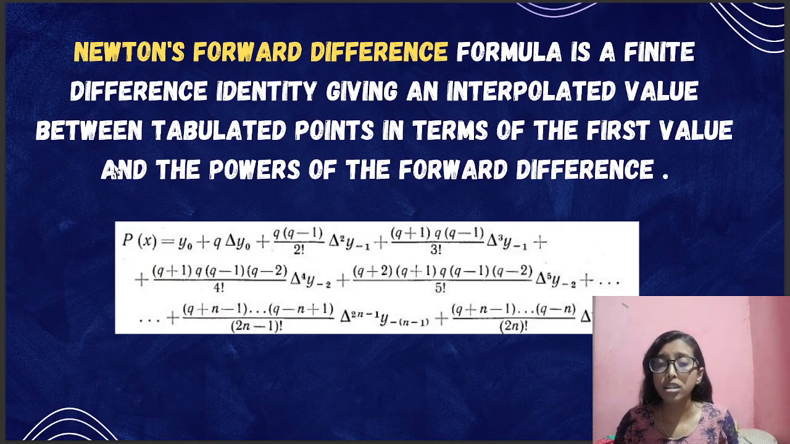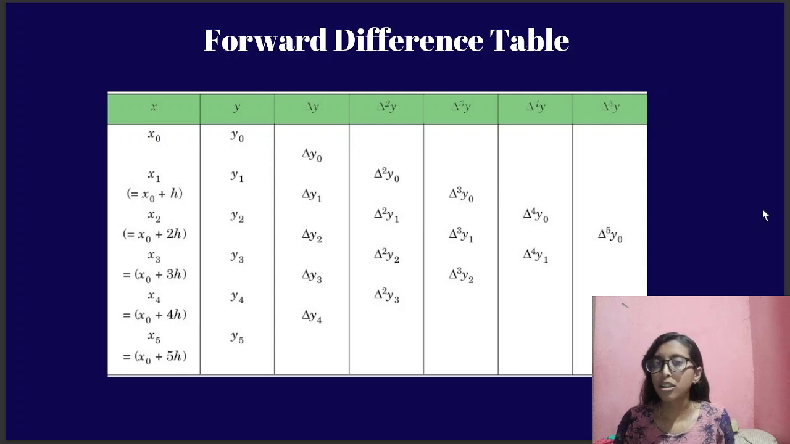Now in this box you can see the formula of Newton's forward difference. And this is a Newton's forward difference table. Here you can see x, y, delta y, delta square y, delta cube y, delta to the power 4y, delta to the power 5y. Now you will wonder where this delta y, delta square y has originated.